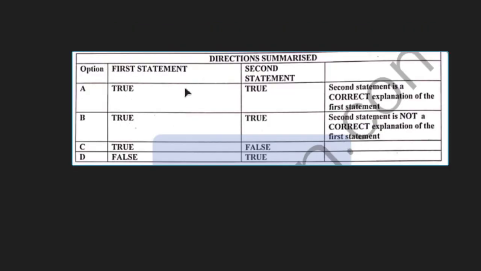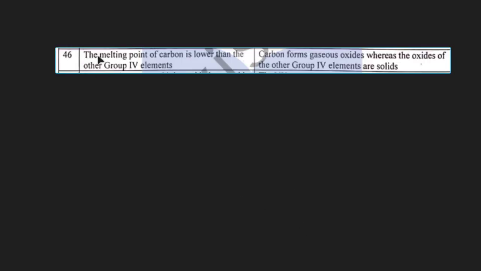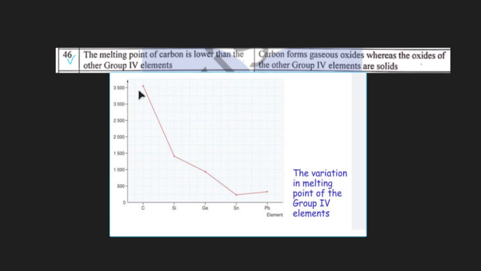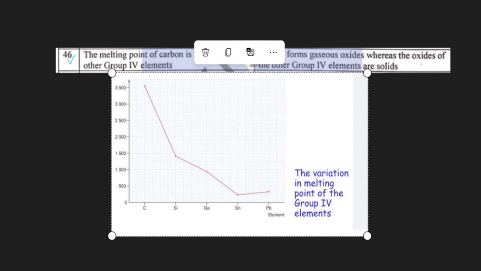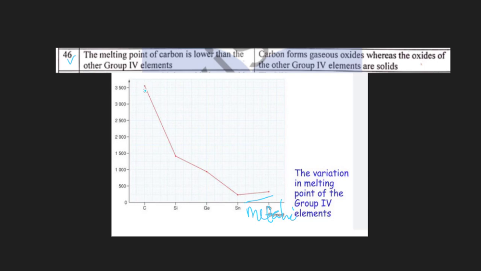You can pause the video and read the instructions to continue from question 46 to 50. Question 46. First statement. The melting point of carbon is lower than the other group 4 elements. Is this true? Of course not. Let's see. We can see that the melting points actually decrease down the group due to change of structure from giant molecular to metallic. So from tin to lead, we go towards metallic. So the melting point actually decreases down the group. So this one is a wrong statement.